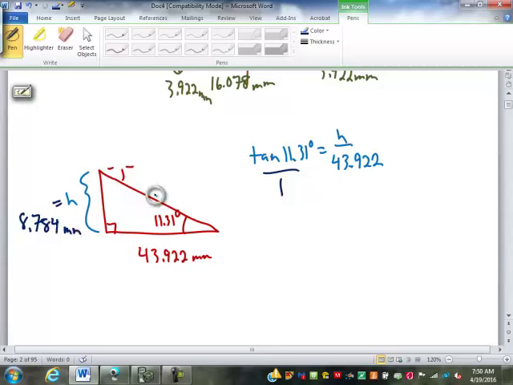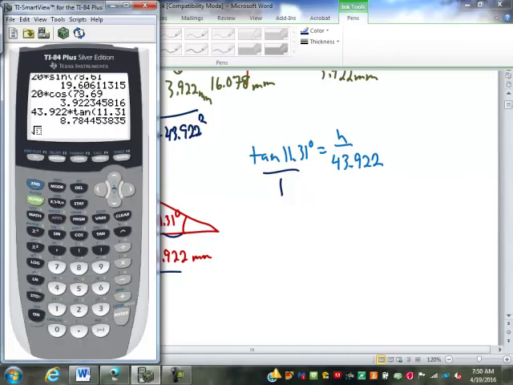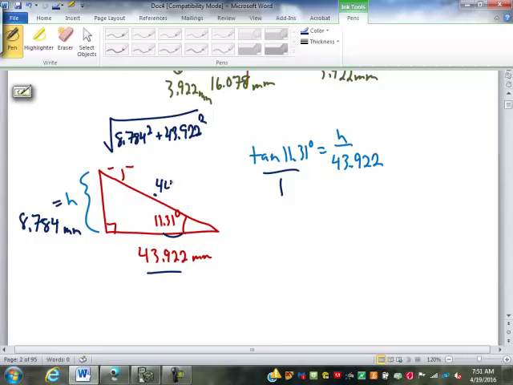So now I can find this. This is going to be the square root of 8.784 squared plus 43.922 squared. Could have also used a cosine in this with the angle, but I'll just use the Pythagorean theorem. So the square root of 8.784 squared plus 43.922 squared equals 44.792. So that is x right there.